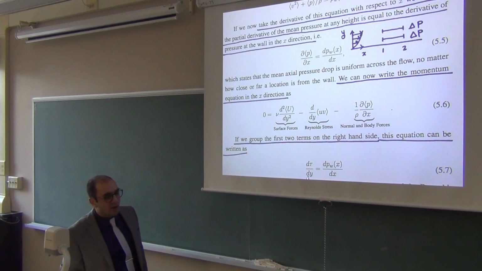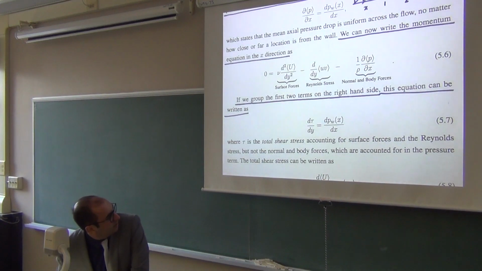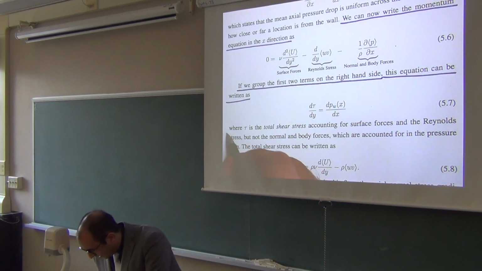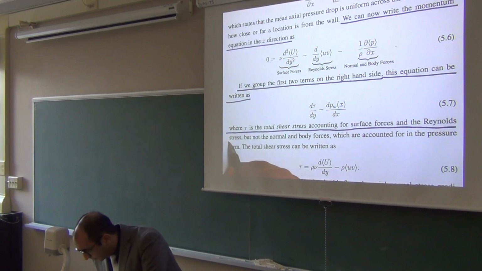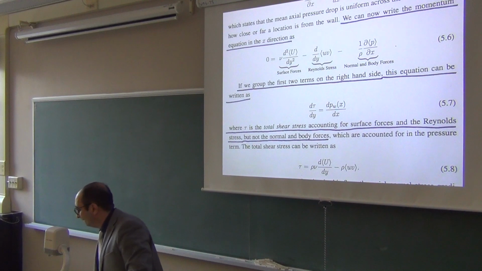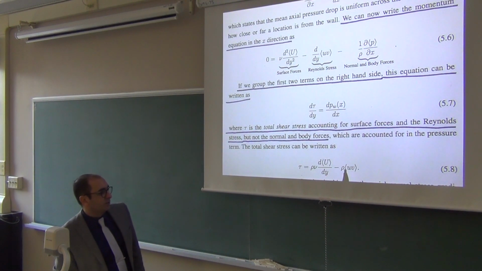The question is, what is tau then? It has a very important and significant meaning in turbulent and all flows. This tau is known as total shear stress, accounting for surface forces and the Reynolds stress, but not normal forces. And as I said, tau can be defined as the sum of rho nu gradient of u with respect to the normal direction of the wall minus rho this component of the Reynolds stress tensor.